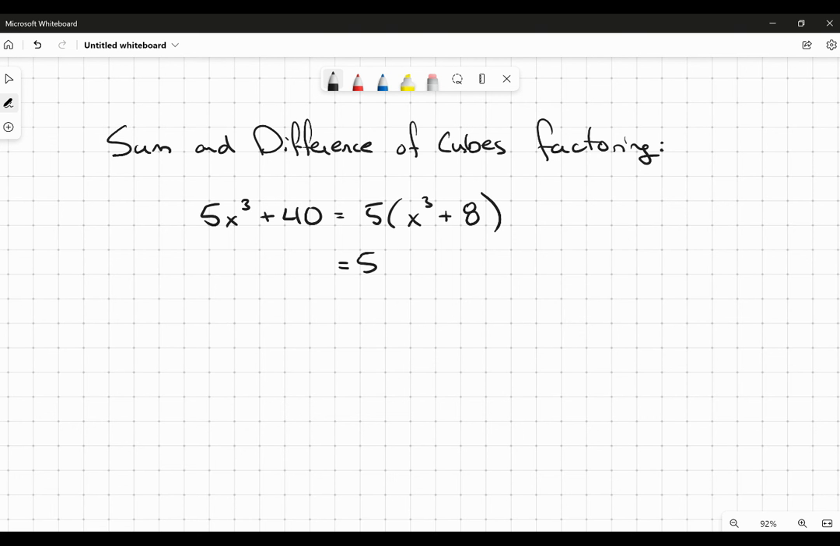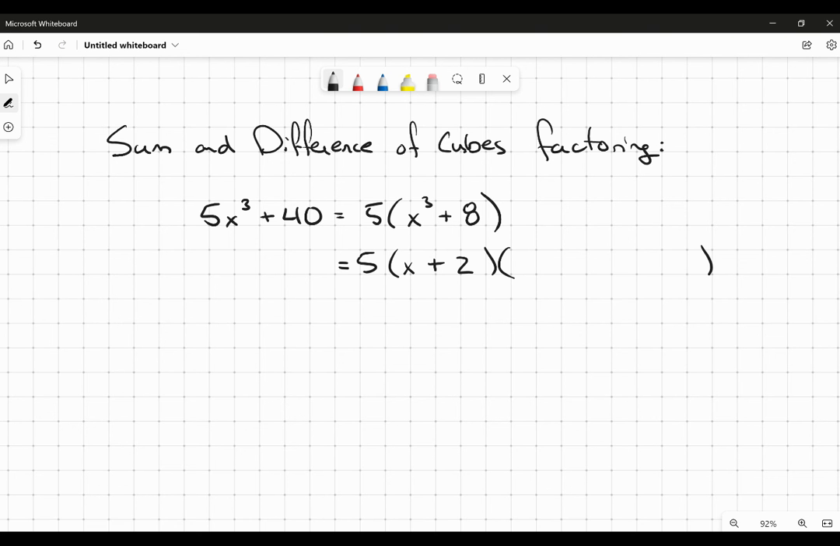Now I am looking at a sum of cubes. Remember that this is the pattern here. So the very first thing I do is I'm going to take the cube root of each one of those terms. So the cube root of x cubed is going to be x. The cube root of 8 is 2. And we keep the same operation in that first set of parentheses.